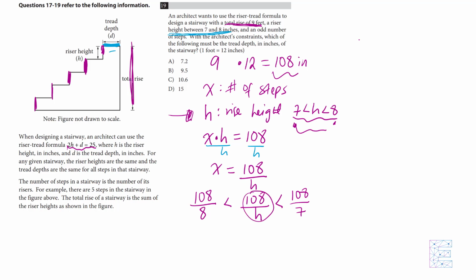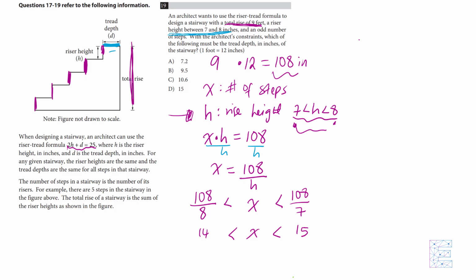By the way, this 108 over h, we've already worked this out and we know this is actually just x, which is the number of steps. So we can change this to x, our number of steps. Quick math will show you that 108 divided by 8 is 13.5, but we can't have 13.5 steps. That would be incomplete. So let's round up and call this 14. And if you do 108 divided by 7, you get 15.4. Again, you can't have 0.4 of a step, so let's round this up to 15. So that leaves us with the number of steps being between 14 and 15. Hopefully that makes sense to you at this point.